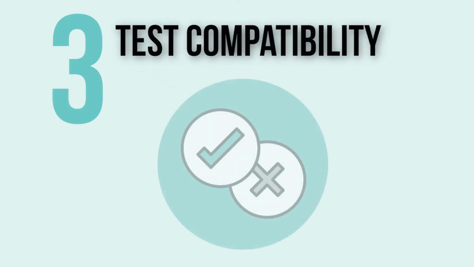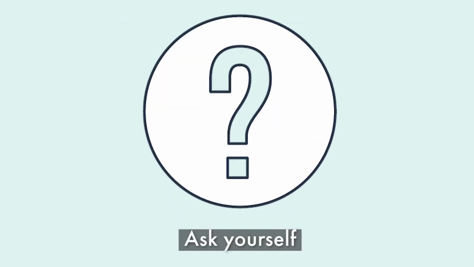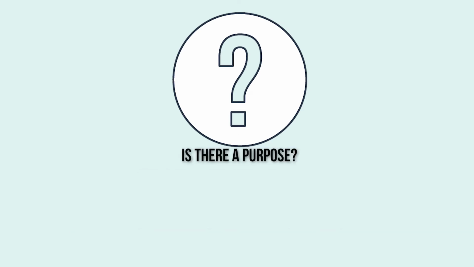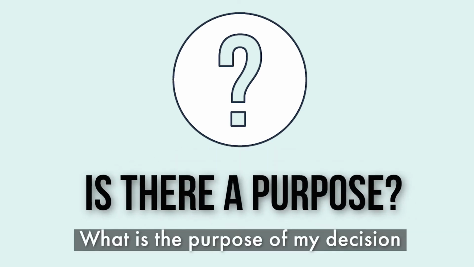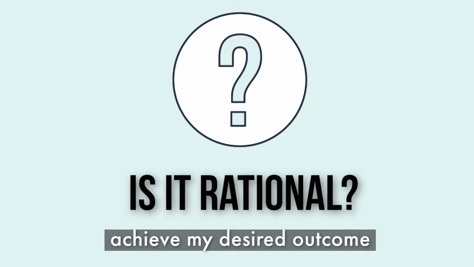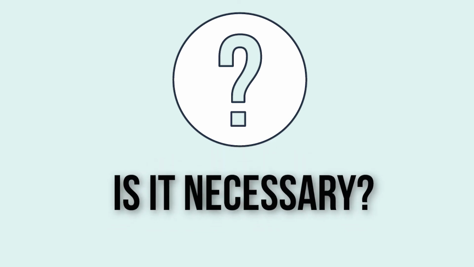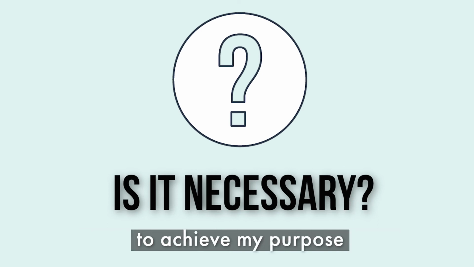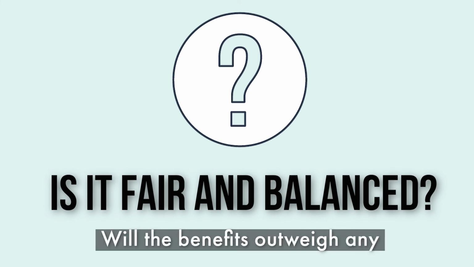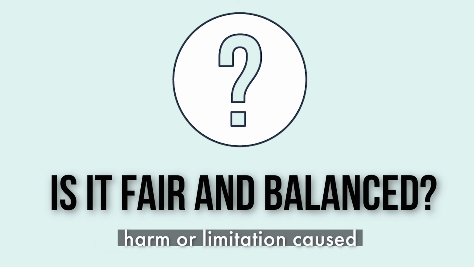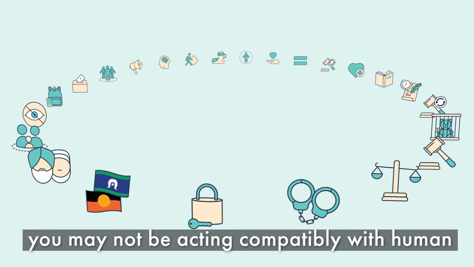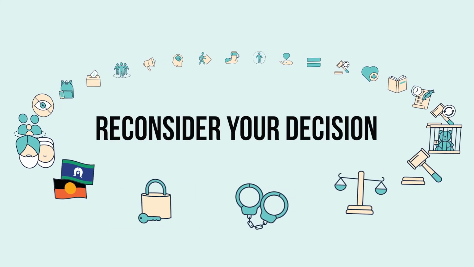Step 3 involves testing the compatibility of your decision. Ask yourself, is it lawful? Consider any laws and regulations. Is there a purpose? What is the purpose of my decision? Is it rational? Will this decision actually achieve my desired outcome? Is it necessary? Are there less restrictive ways to achieve my purpose? Is it fair and balanced? Is this decision fair? Will the benefits outweigh any harm or limitation caused? If you answered no to any of these questions, you may not be acting compatibly with human rights, and you may need to reconsider your decision.